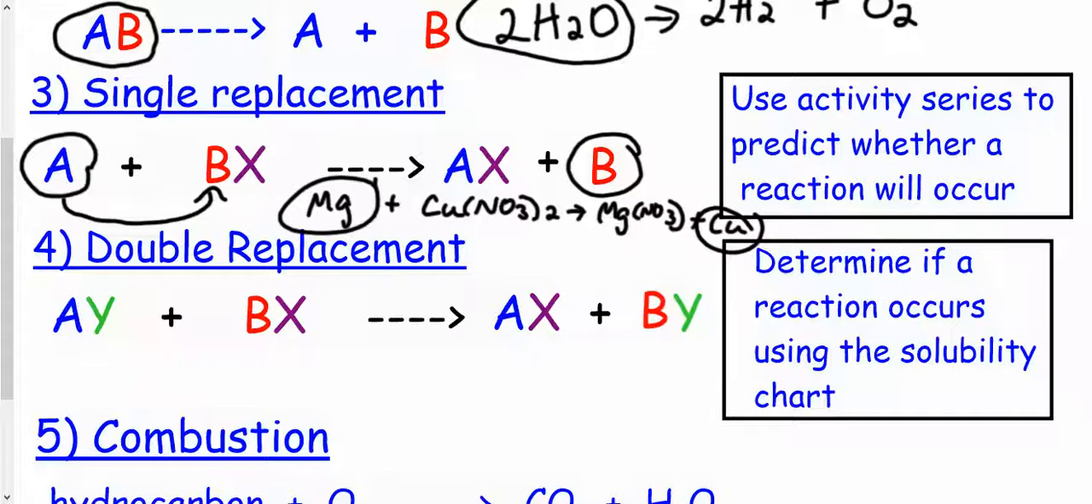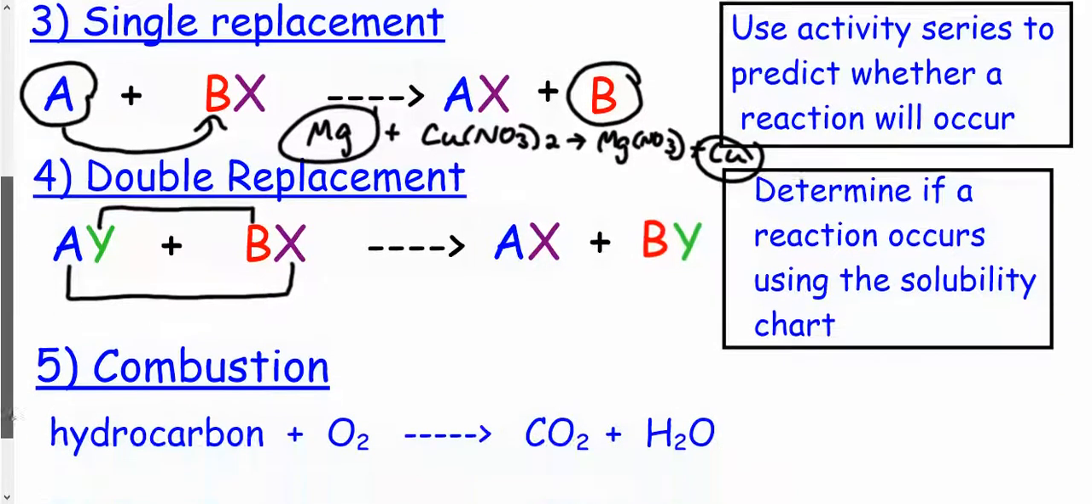Double replacement: you have two compounds that simply trade partners. A combines with X and B combines with Y. So you never have any single element in a double replacement reaction.